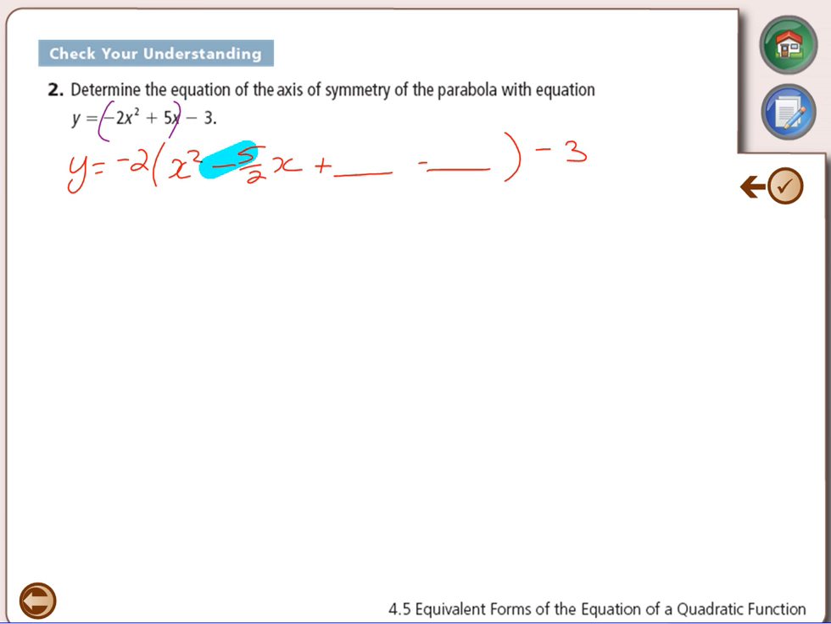Let's figure out that something. We're doing negative 5 over 2 divided by 2. That's the same as multiplying by 1/2 and then squared. That gives me negative 5 over 4 squared. Squaring the 5 gives me 25. Squaring the 4 gives me 16. 25 over 16, that's the number I'm going to use.